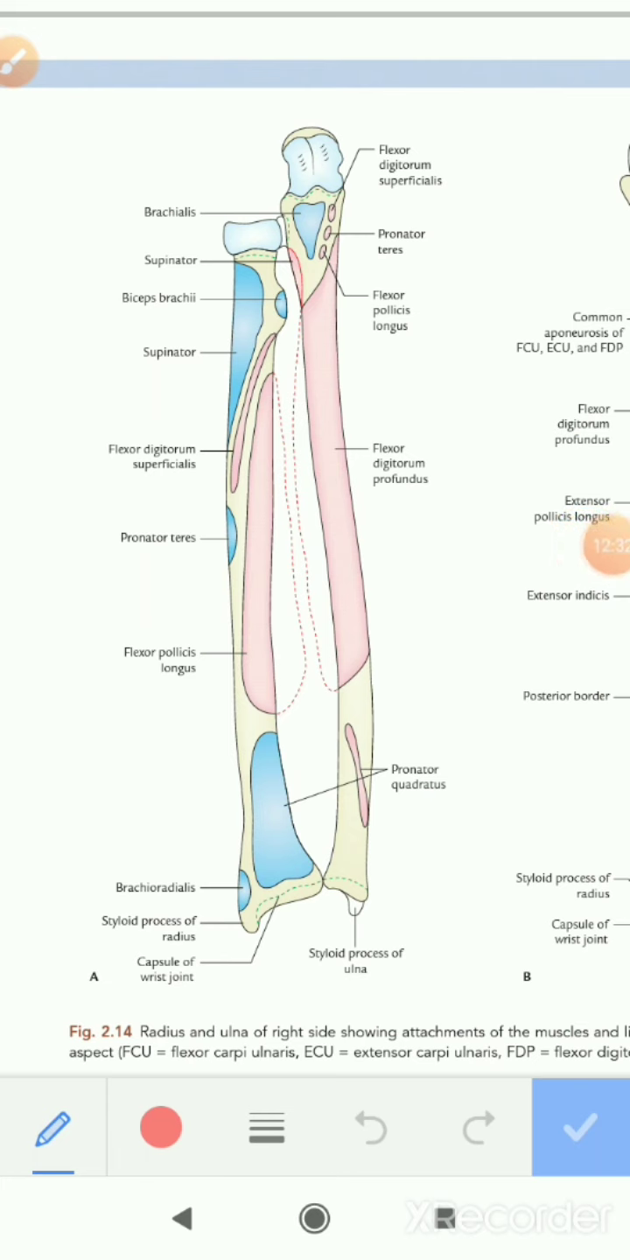Now come to the muscular attachments. What are the muscles attached to the radius? First come to the anterior surface. In its upper two-thirds, there is attachment of the flexor pollicis longus. Look at that. This muscle is flexor pollicis longus. And in its lower one-third, there is insertion of the pronator quadratus. This blue area is pronator quadratus.